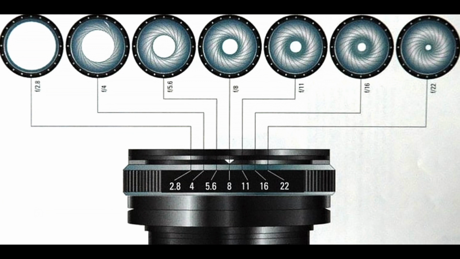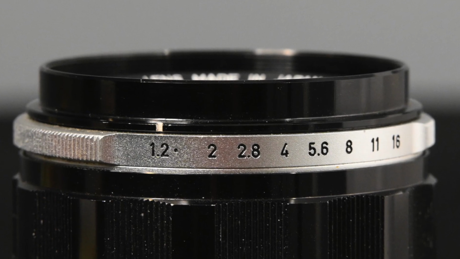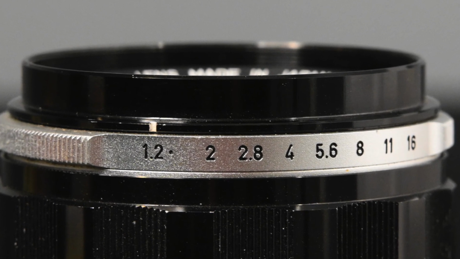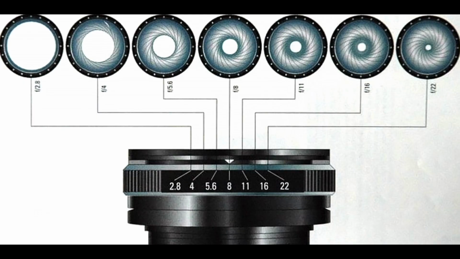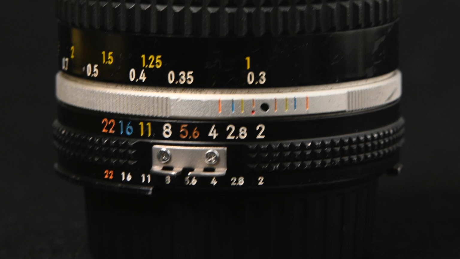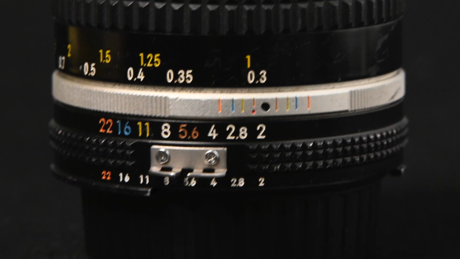The range of apertures in a lens depends on the lens. Some lenses start with an opening of 1.2, which is a very wide opening, and go all the way down to 16, the smallest opening on that particular lens. Other lenses may start at 2.8 and go to 22. The smaller numbers indicate a larger opening.